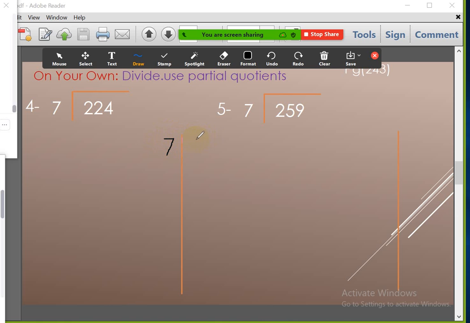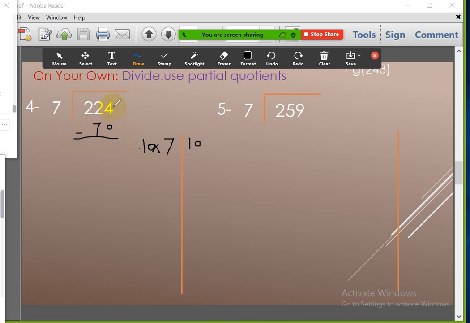I will choose 10. Okay, Lana will choose 10. So you will multiply the divisor with 10. The answer will be what? 70. So I will put the answer down and subtract the answer from 224.